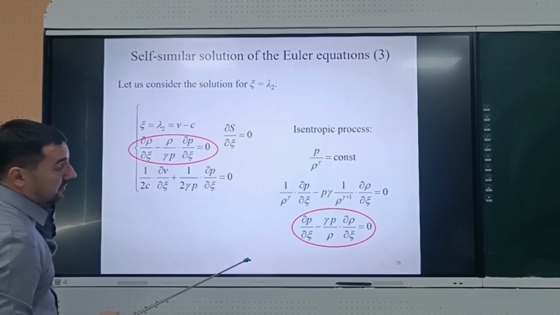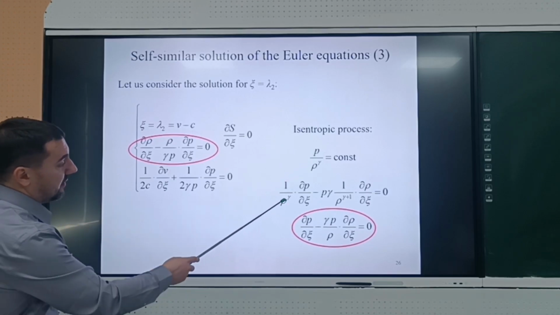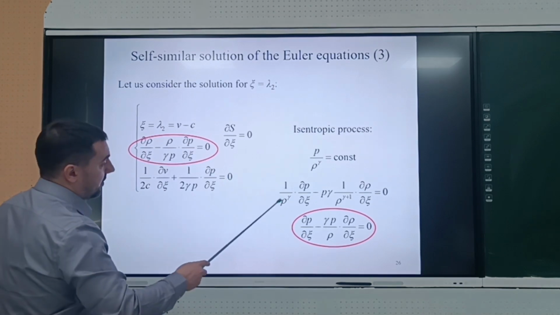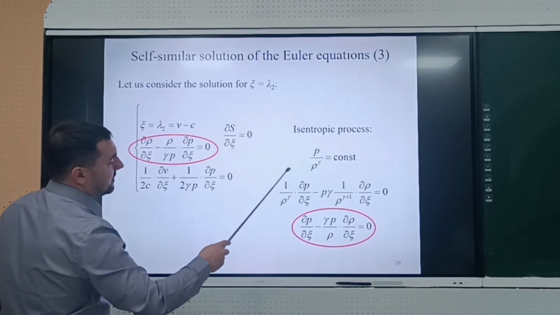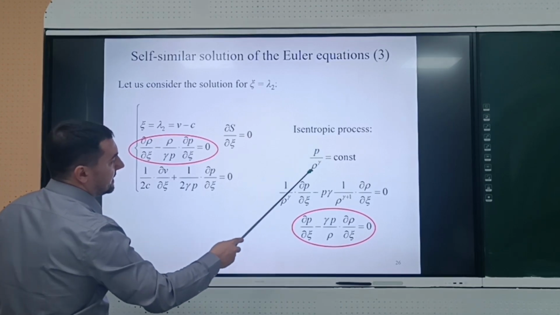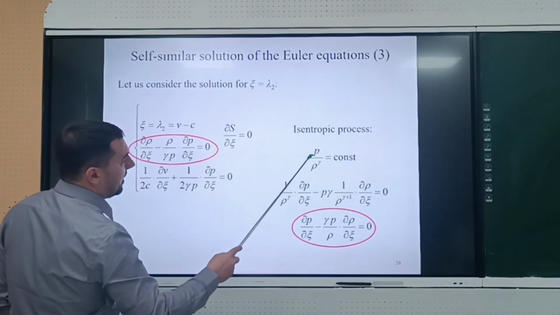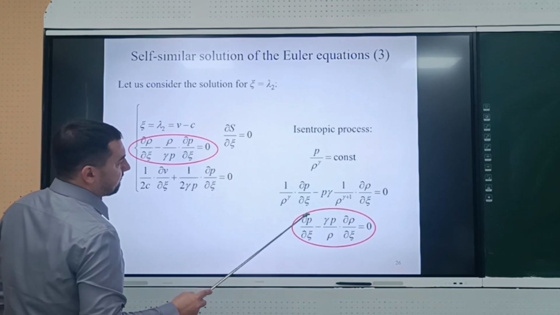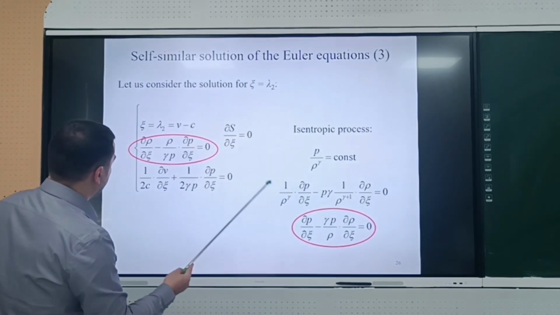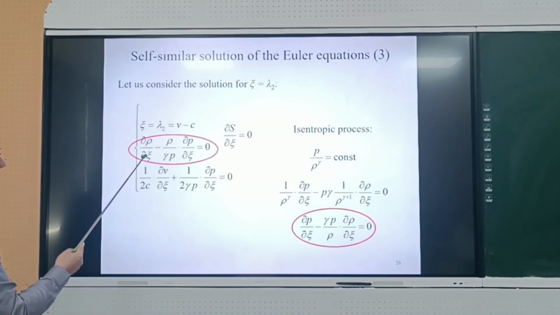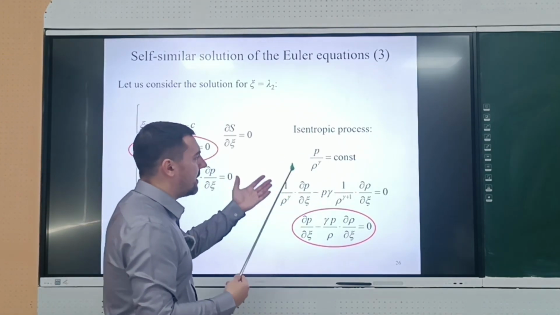Let's compute the derivative of the left and right parts with respect to psi. Then it will be 1 over rho to gamma dp over d psi. It's a derivative of a complex function. So p depends on psi and rho depends on psi. So this is the derivative for p, and this is the derivative for rho. And after manipulations, we can see that this equation is just the same as this one. So there was no additional requirement or something like that.